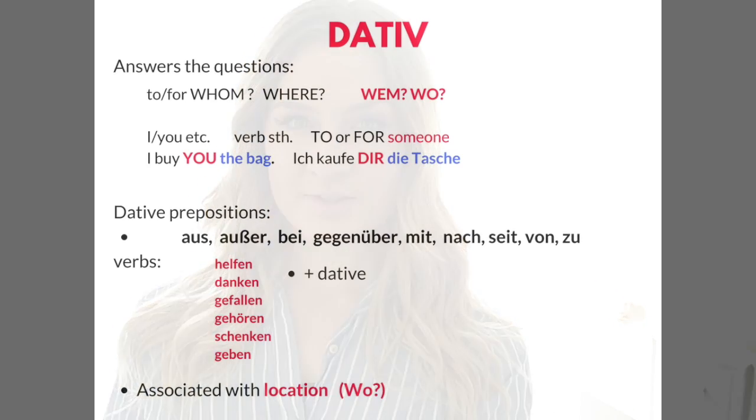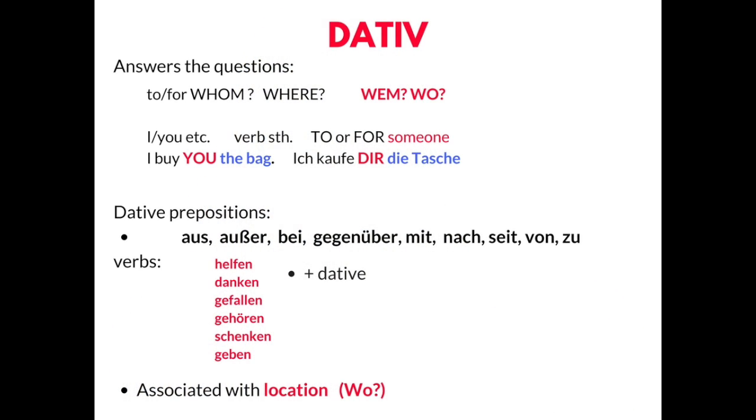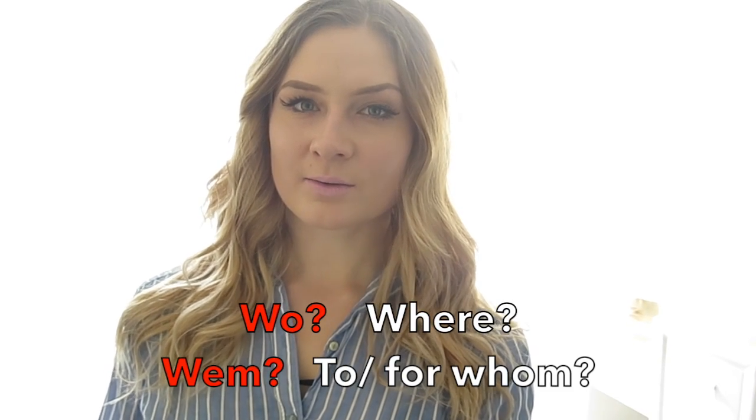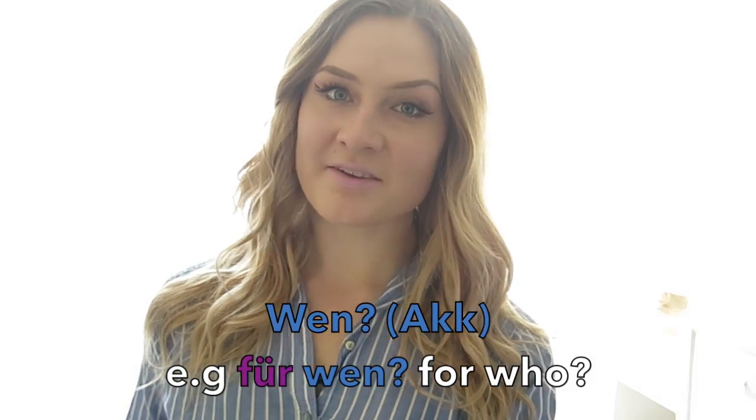So next, moving on to the dative. 3 things on the dative. The dative answers the questions to whom, for whom, or where. So pretty simple. Wo or wem. So wem is the German question for to whom or for whom. Not to be confused with wen.